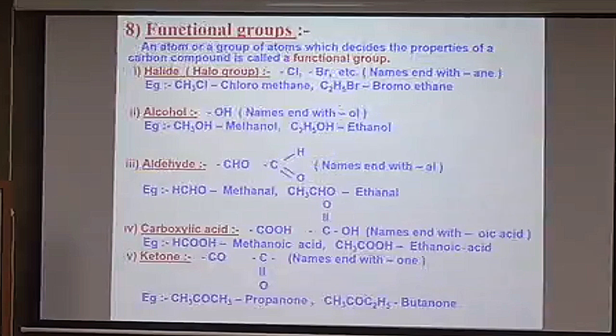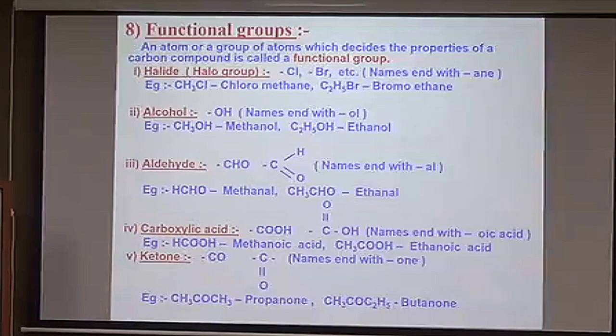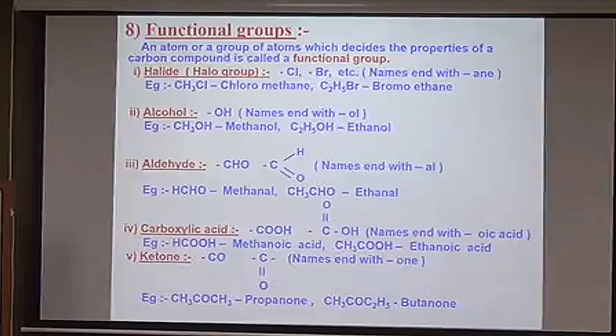Then this was all about the hydrocarbons, which were the compounds of carbon and hydrogen only, but carbon combines with the atoms of other elements also. So when any other atom like oxygen, nitrogen, chlorine, bromine, halogens, combine with a carbon compound, they impart special properties to that carbon compound irrespective of the number of carbon atoms. Such atoms or groups of atoms we call the functional group. So let us study about the functional groups.